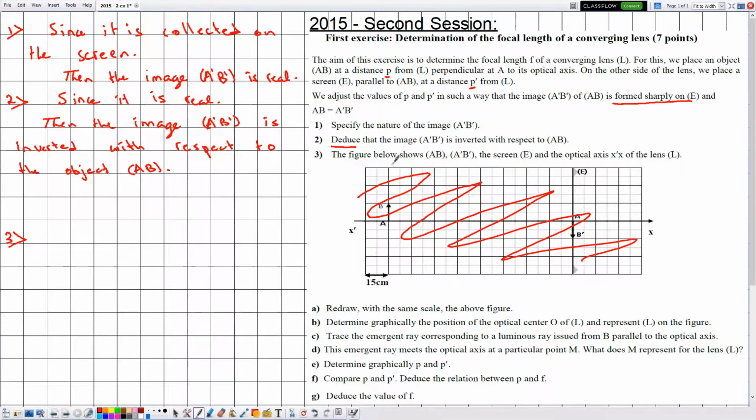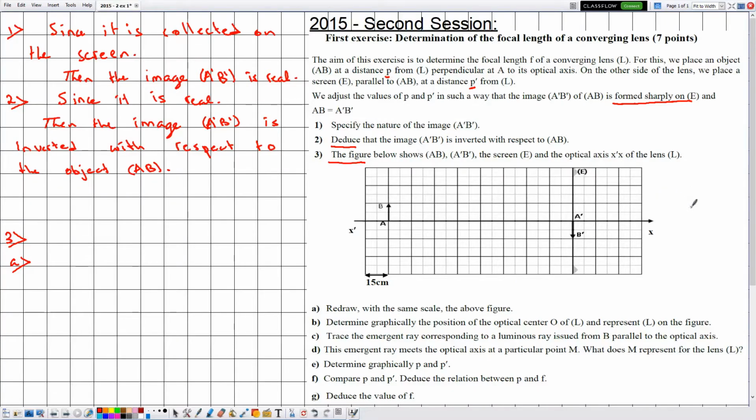And now in number 3 they are telling me the figure below shows AB. They mentioned the figure, so now I can use the figure. The figure below shows AB, A'B', the screen E, and the optical axis X'X of the lens L. So part A, redraw with the same scale the above figure.